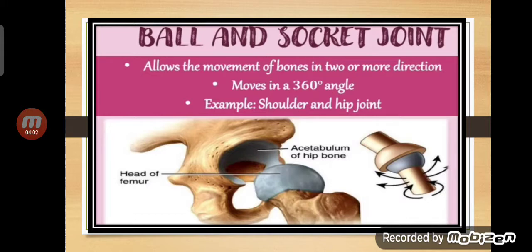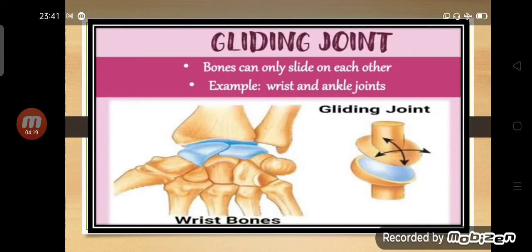So where can you find this ball and socket joint? You can find this in the shoulder as well as the hip joints. Okay, children? Our next joint is the gliding joint. In this type of joint, the bones can only slide over each other. For example, you can see this gliding joint in your wrist or your ankle joints.